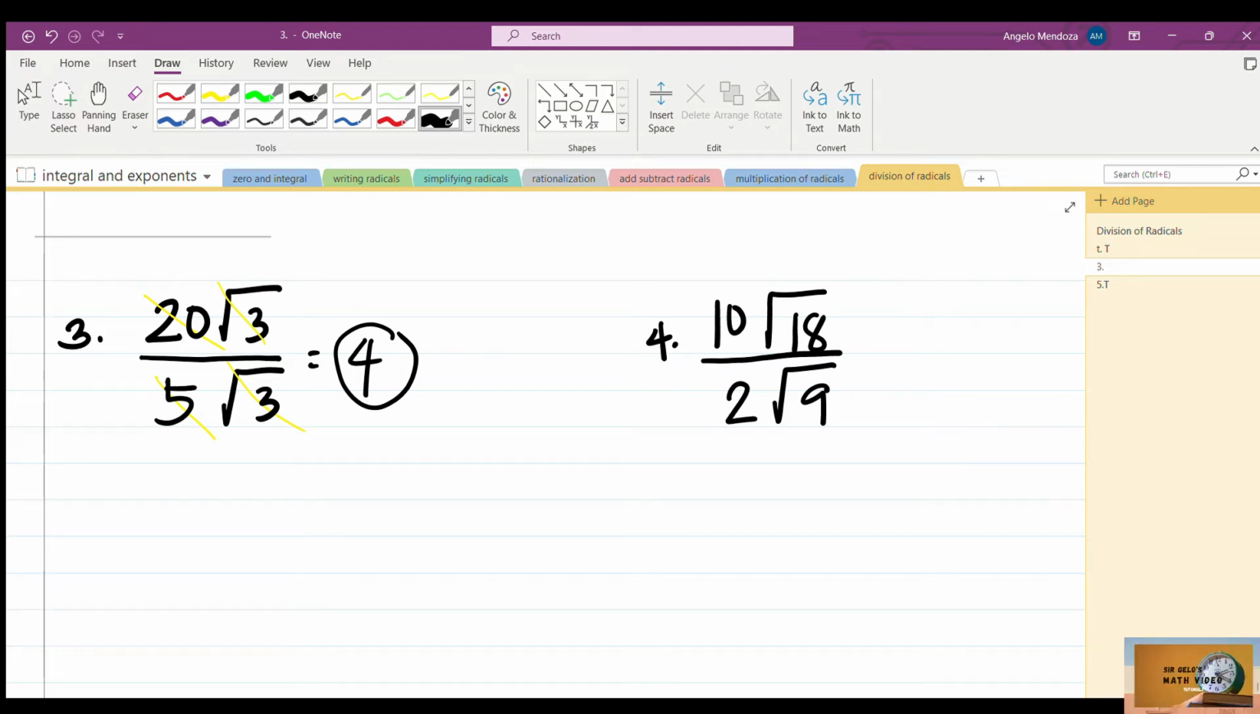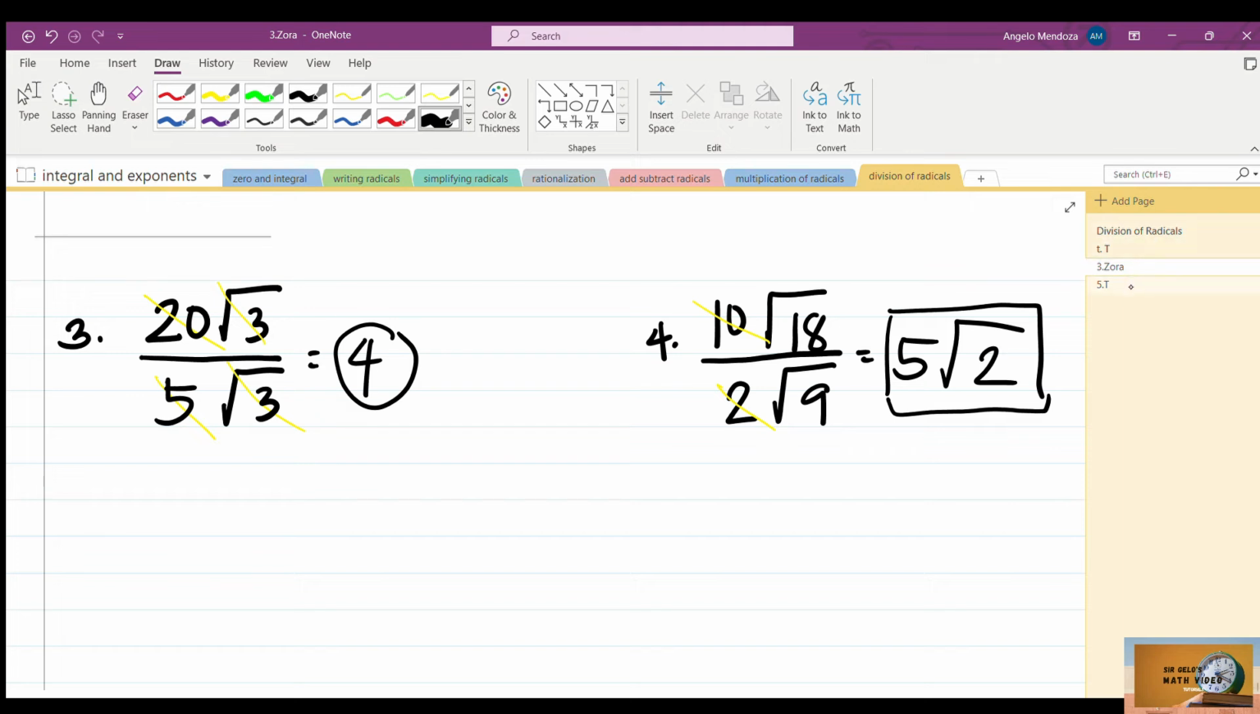We can directly divide the numbers outside and inside the radical sign. So we have 10 divided by 2, so that will be 5. Square root of 18 divided by square root of 9 is square root of 2. That is allowed in division of radicals since we can directly divide, or we can say there is exact division for the numbers inside and outside the radical sign.